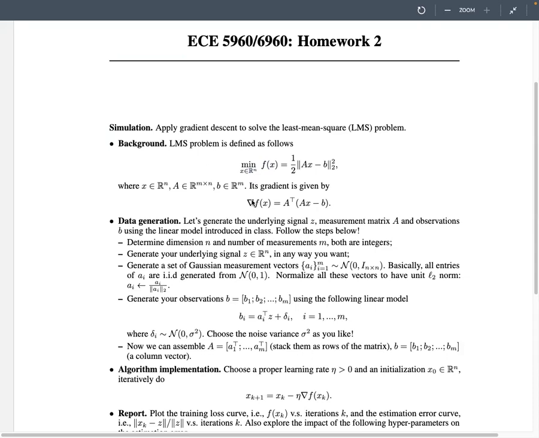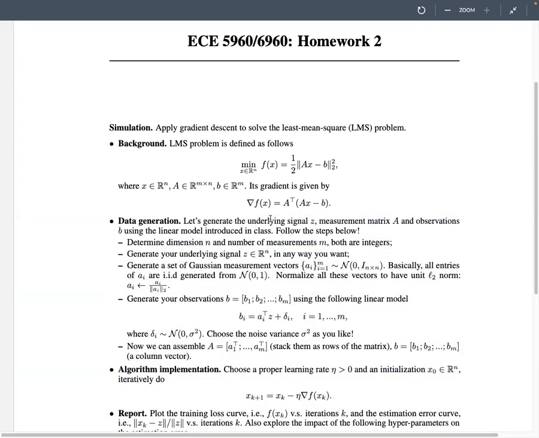So given this formula, you can implement gradient descent. What you do is just follow this gradient formula and the update rule of gradient descent. It's just a matrix vector multiplication. You can implement it using either MATLAB or Python. But first, let's generate all this data. Here we need to generate A and b more specifically. So this is how we generate this model.